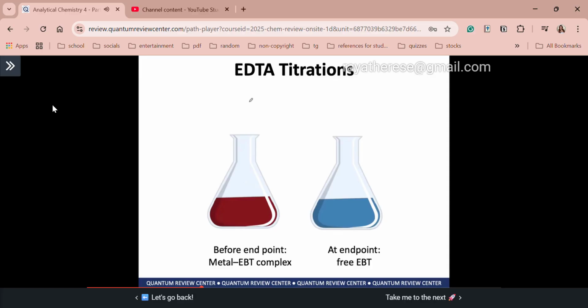And kapag dumating na tayo sa point na na-titrate na most of the metal ion, then the color change will happen. Because if you free up na class, okay, ng EBT, kasi nga, mag-displace na siya. So EBT will be displaced. It will now be free of the metal ion. And nag-react class ang EDTA with all of the metal ion. So the color of free EBT, Eriochrome Black T, is blue. So at the end point, color blue siya class.